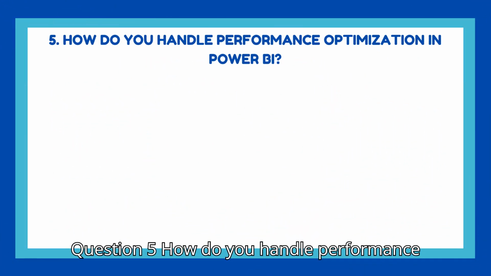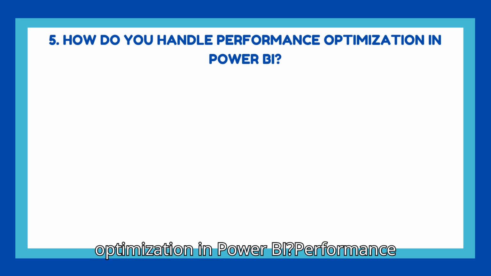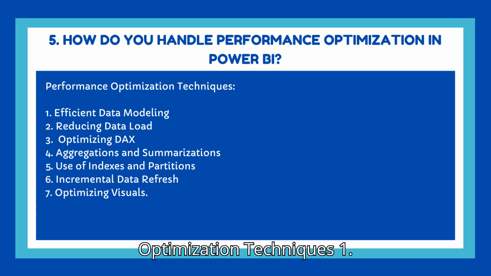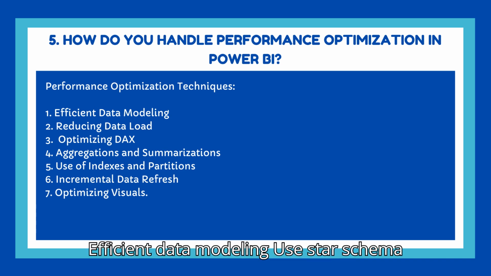Question 5. How do you handle performance optimization in Power BI? Performance optimization techniques. 1. Efficient data modeling. Use star schema over snowflake schema. Optimize relationships between tables. 2. Reducing data load. Load only necessary columns. Filter data before loading.